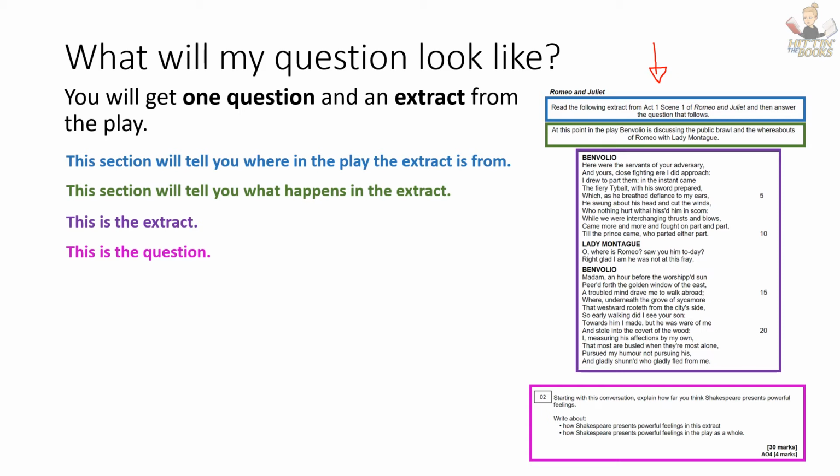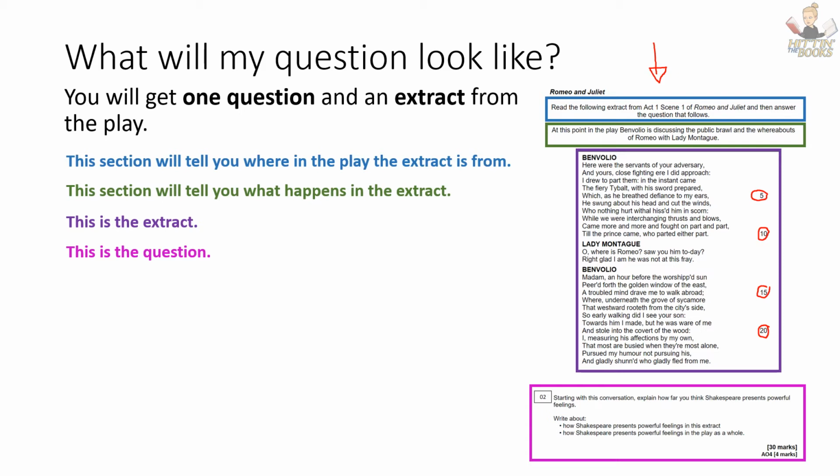The bit that I've put the purple box around is the extract, and you will notice that you also have some line numbers at the side. Those are simply there to help you navigate your way around the extract. You don't need to refer to them in your answer at all.